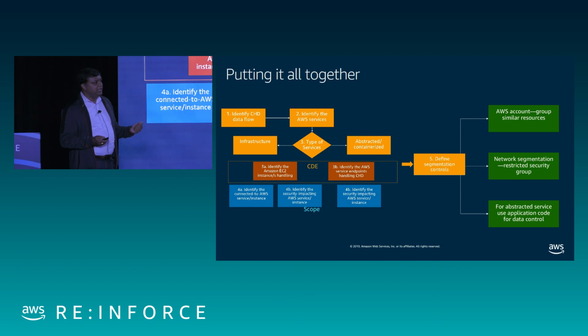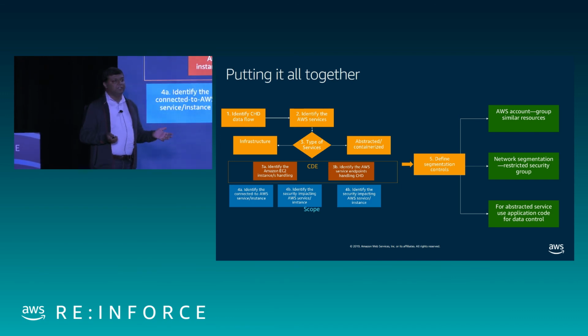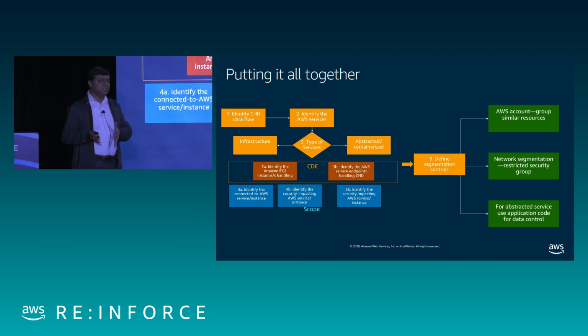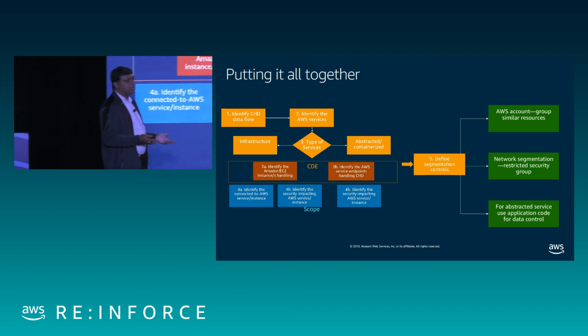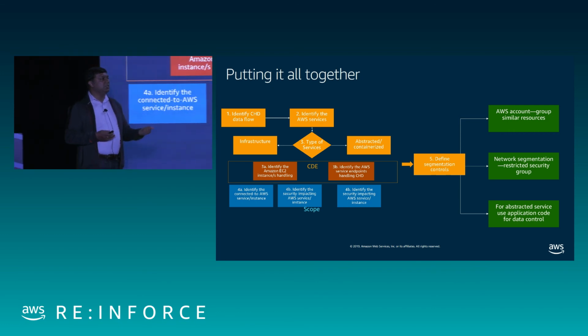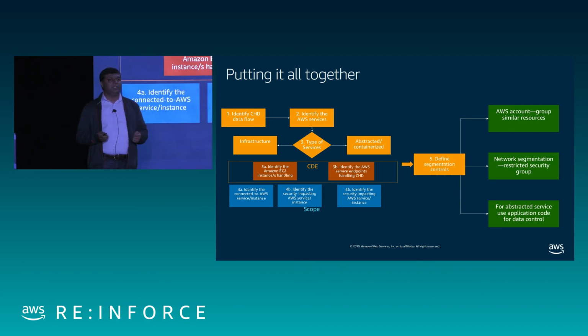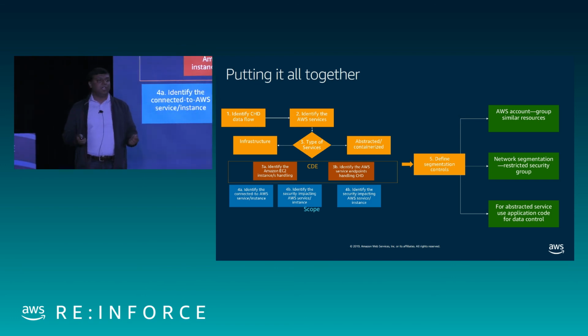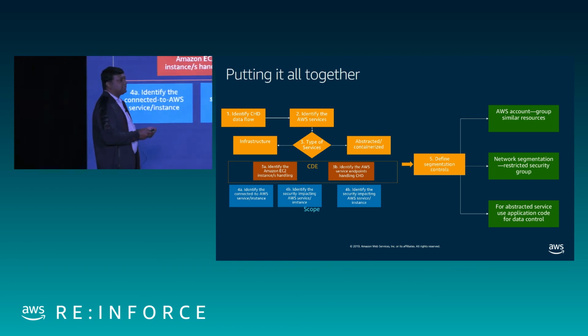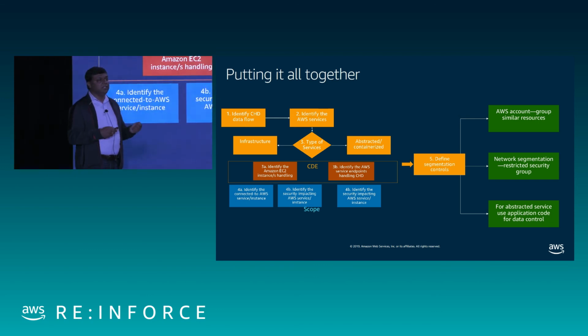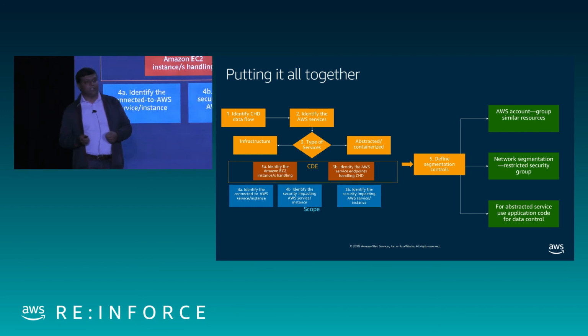Once the scope is identified, we need to identify our segmentation controls. And on AWS, as Aditya showed, this can be at different layers. First is to try to group similar security requirements or similar scope resources into similar AWS accounts. Now going further down, if you need communication between resources in accounts, you define security groups as the segmentation boundaries at your ENI level. And if you have abstracted services in your scope, you have to define application code as a segmentation boundary to ensure that non-credit card data is not flowing where it is not intended to be.